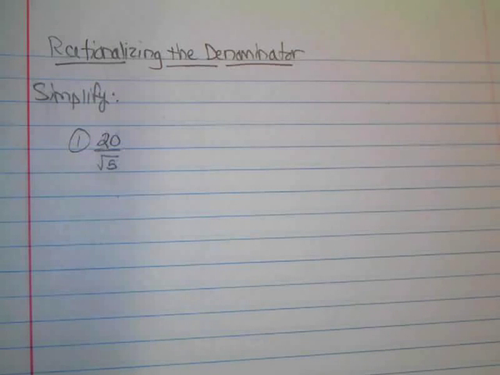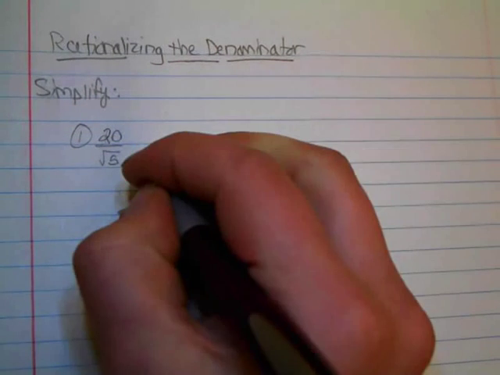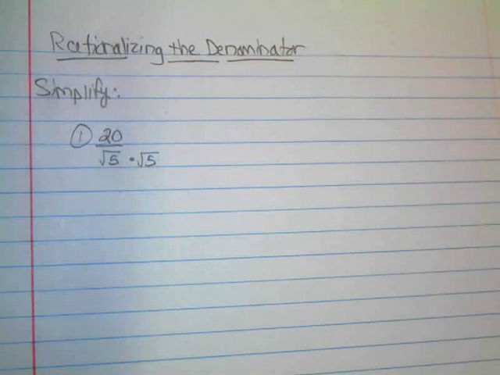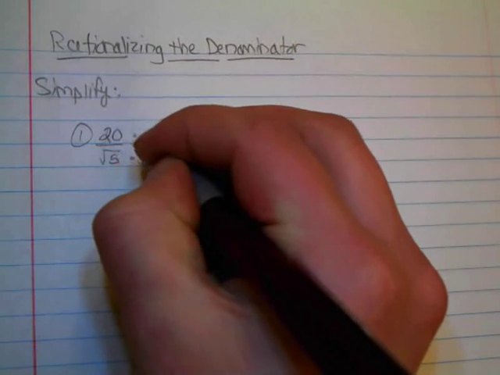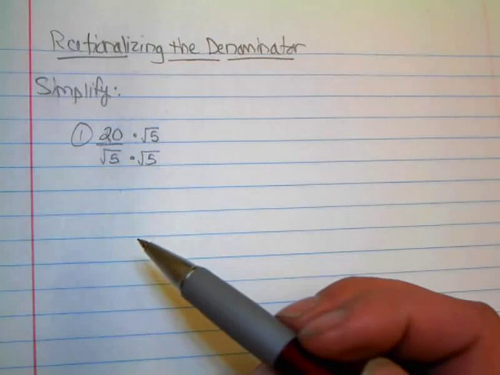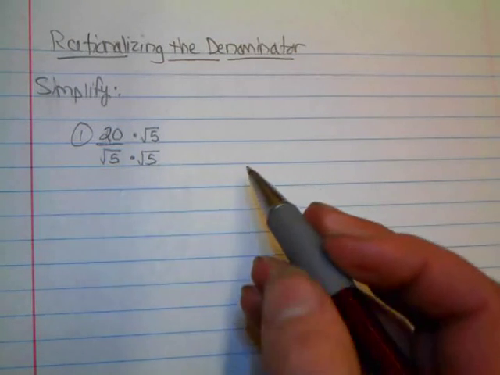Well, we learned when we were multiplying square roots together that if I had the square root of 5 and I multiplied it by the square root of 5, then that would just give me 5. So that would get rid of the square root in the denominator. So I'd love to just multiply the denominator by the square root of 5. But we know that with fractions, whatever you do to the bottom, you have to do the same thing to the top. So I'll multiply both numerator and denominator of my fraction by the square root of 5.